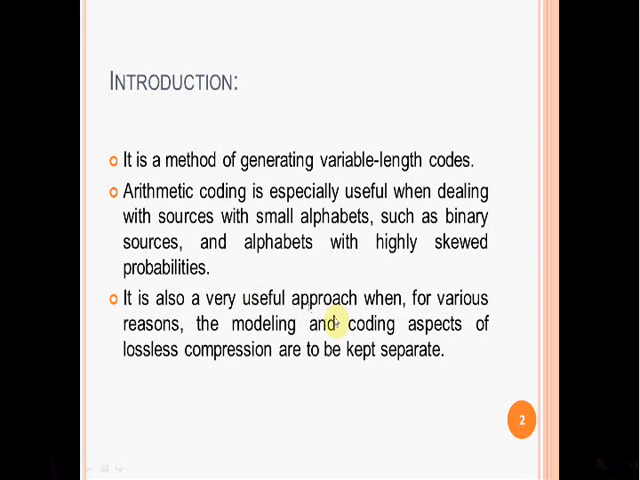Arithmetic coding is a method of generating variable length codes. It is especially useful when dealing with sources with small alphabets, such as binary sources, and alphabets with highly skewed probabilities. It is also a very useful approach when, for various reasons, the modeling and coding aspects of lossless compression are to be kept separate.